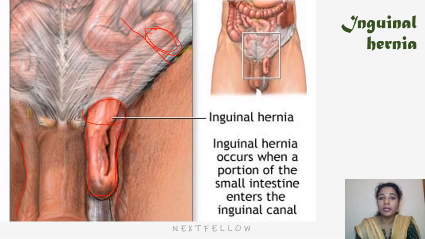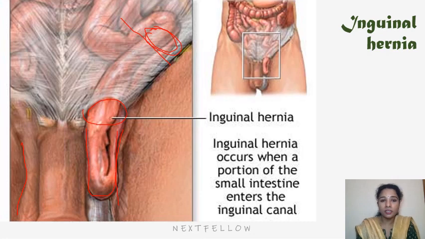Whereas in an incomplete inguinal hernia, the hernia does not pass through the superficial inguinal ring, but remains somewhere above the ring, that is, within the canal. So that is about the indirect inguinal hernia.